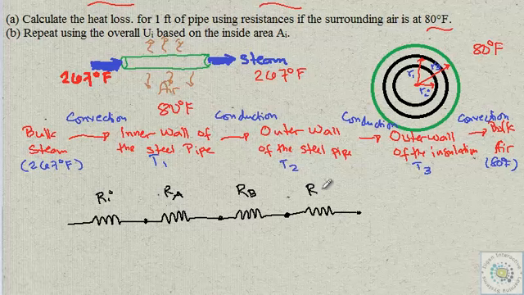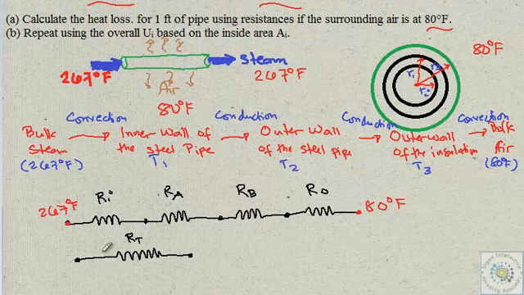So this now will have values like the temperature here at this node at 267 degrees Fahrenheit, and the temperature here at 80 degrees Fahrenheit. Similar to electrical circuits, we can lump all the resistances in series into a single resistance, calling that R total. This one is at 267 degrees Fahrenheit, and this one is also at 80 degrees Fahrenheit.